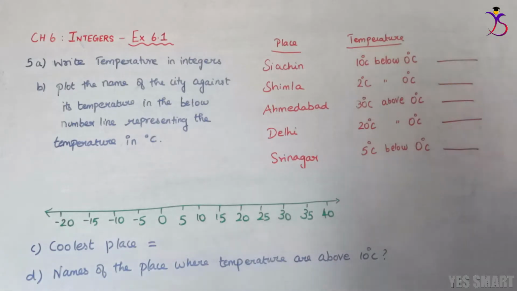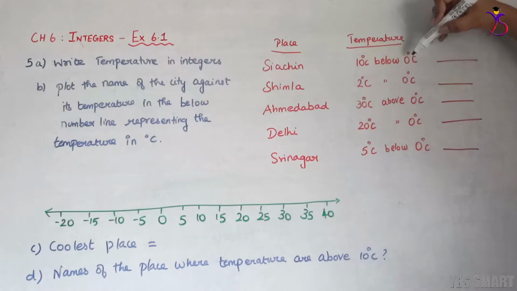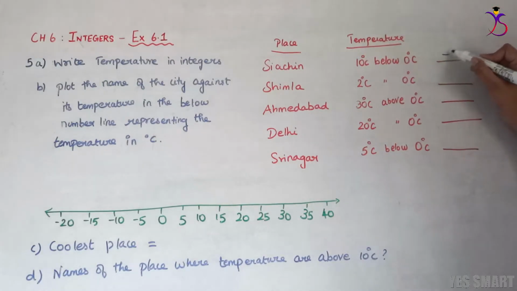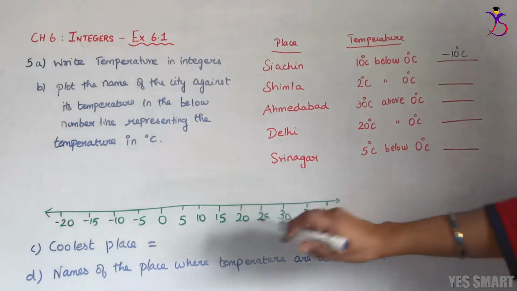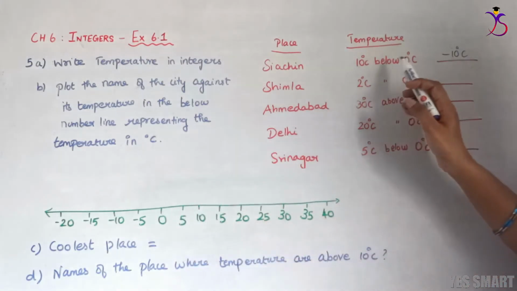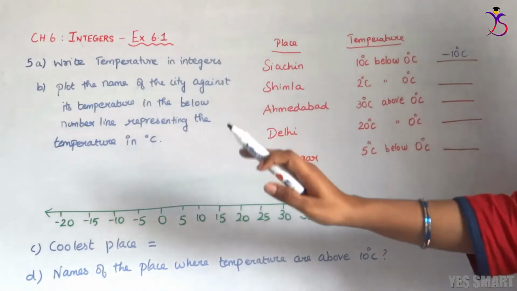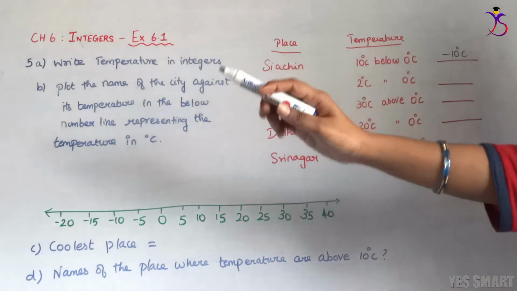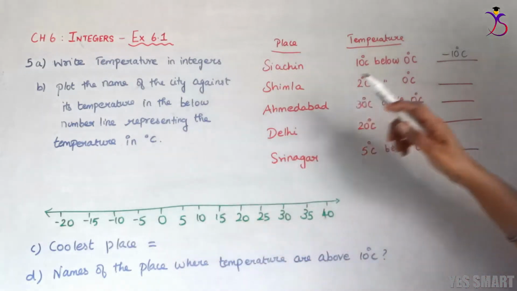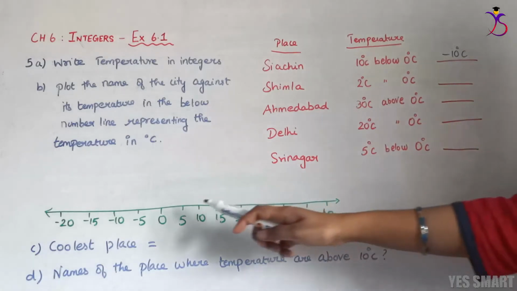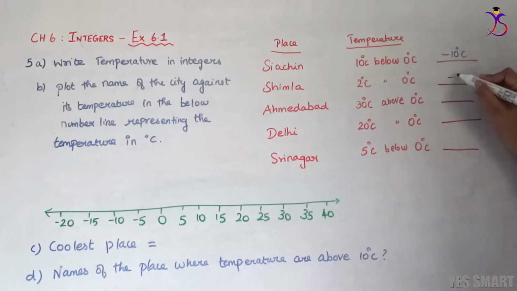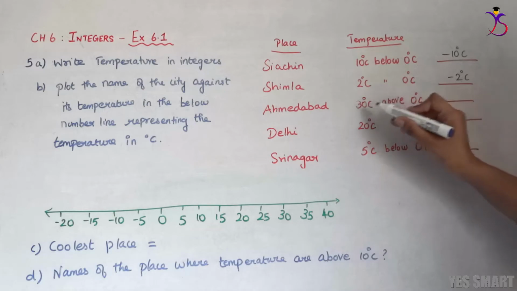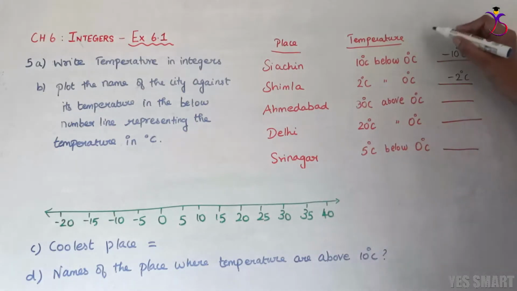Siachen is 10 degrees Celsius below 0 degrees Celsius. Therefore, the answer is -10 degrees Celsius. If it is below, we are supposed to move to the left side in the number line. From 0 degrees Celsius, we move 10 degrees to the left side of 0, which is -10. Now 2 degrees Celsius below 0 degrees Celsius, same as Siachen. From 0, we move left 2 degrees, which is -2 degrees Celsius.